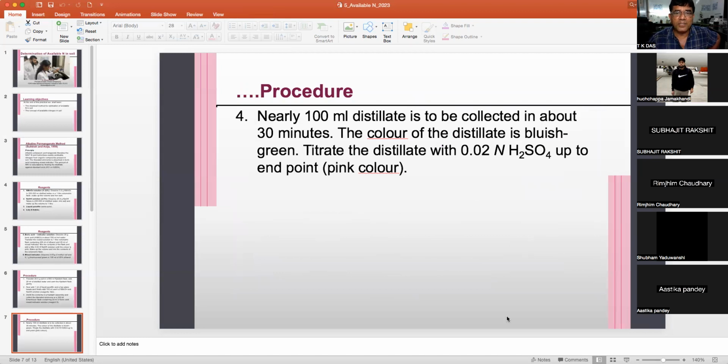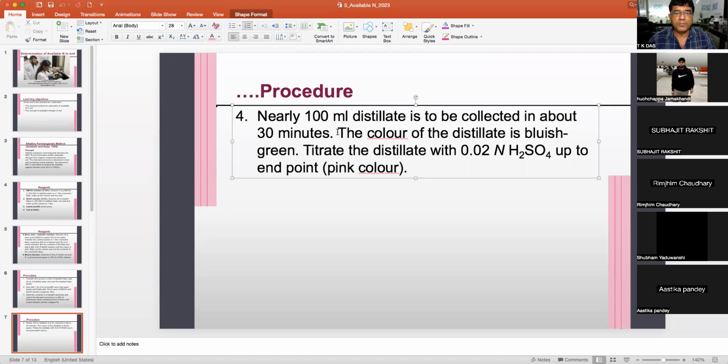Nearly 100 ml of distillate is to be collected in about 30 minutes. In the last case, you remember, we waited until there was 150 ml in the conical flask or Erlenmeyer flask, with the boric acid solution, ammonia, water, everything. Here you need to stop when it reaches the 100 ml mark. The color of the distillate is bluish green, the same as in the case of total nitrogen.